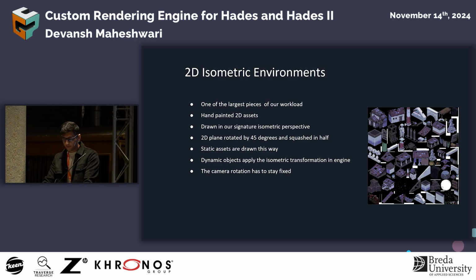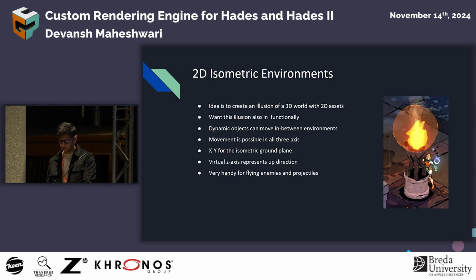Dynamic objects are also part of the environments, and they are drawn in the engine with the isometric transformation applied, as I just mentioned. So things like decals, these are normal textures, but then we apply our isometric transformation in engine to apply them into the world. The camera rotation has to stay fixed for any of this to work, because, well, these are 2D assets. You cannot really rotate them and see them from any other angle. So what is the idea for doing this? Well, the idea is to create an illusion of 3D world with 2D assets.